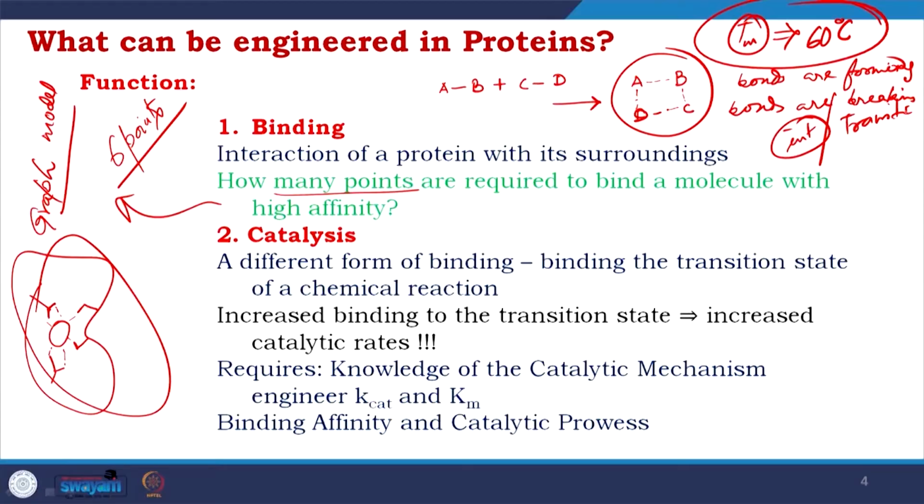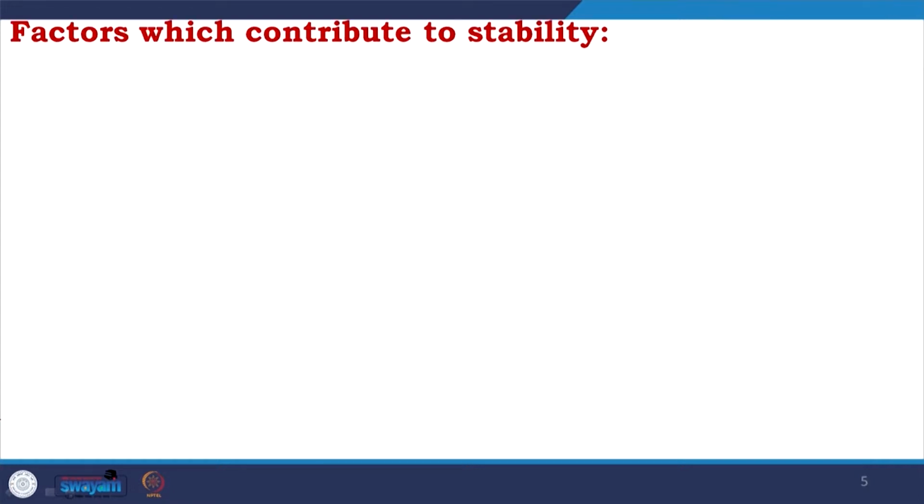So increased binding to the transition state, increased catalytic rate, altering catalytic rate, a lot of things are possible. What it needs for us to engineer the protein towards catalysis is the knowledge of the catalytic mechanism. We could engineer Kcat, Km. Kcat is the catalytic process, catalytic power, Km is correlated to the affinity. So now we are talking about factors which contribute to stability.